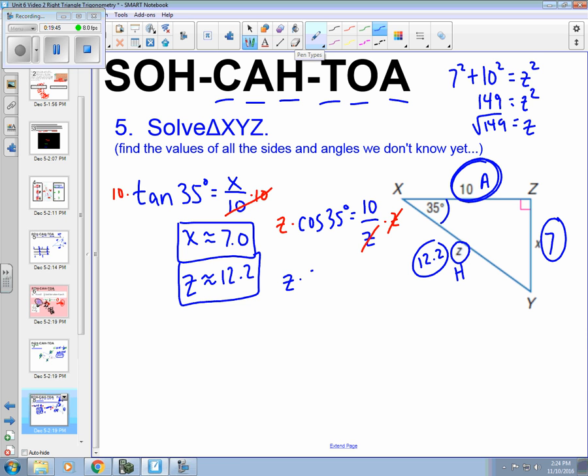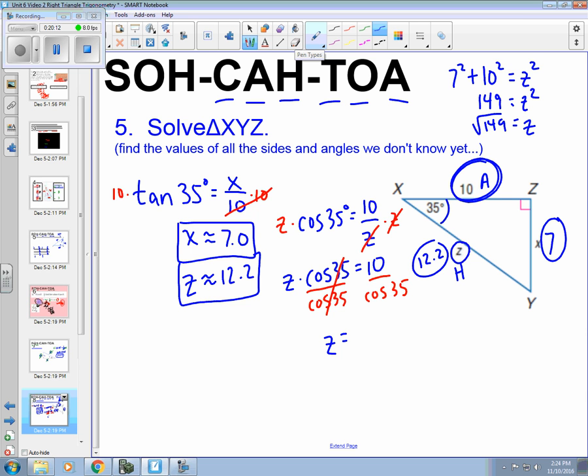Here's the thing, though. We haven't finished solving this here because we still have something on the side with our variable. So this is actually a two-step problem now. Now we need to divide by cosine 35. So sometimes you might just multiply, sometimes you might have to multiply and then divide to solve these. So now we got z all by itself.